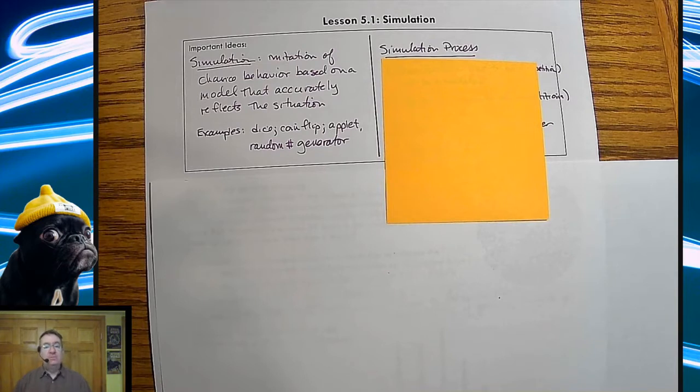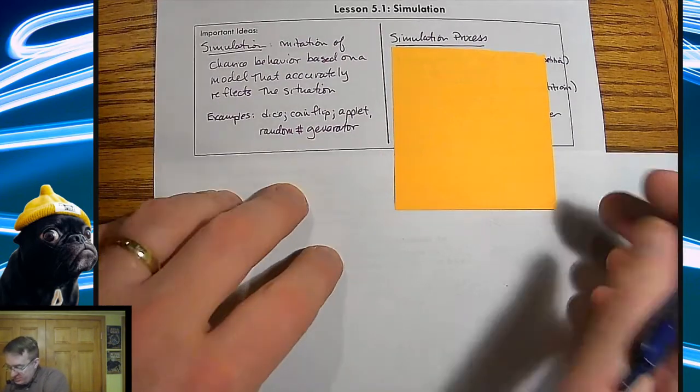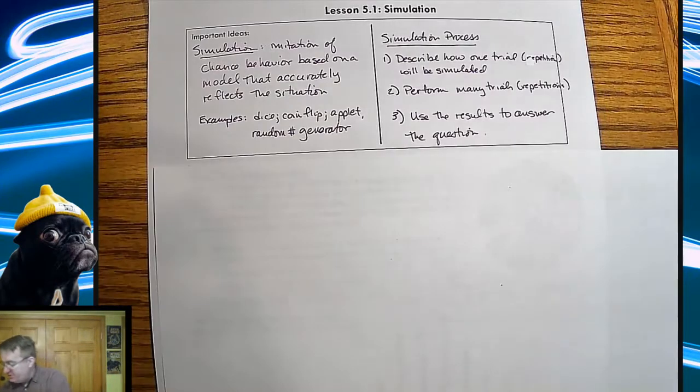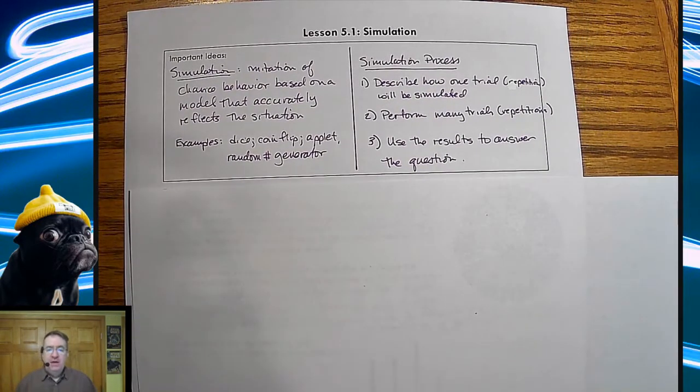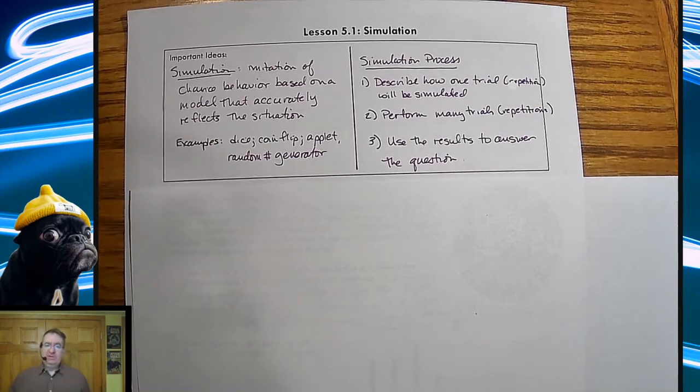You need to spell that out when you're designing or describing what your simulation is. You need to make sure you lay that out. In terms of the simulation process, here are the three things you have to have in your simulation in order to get full credit.